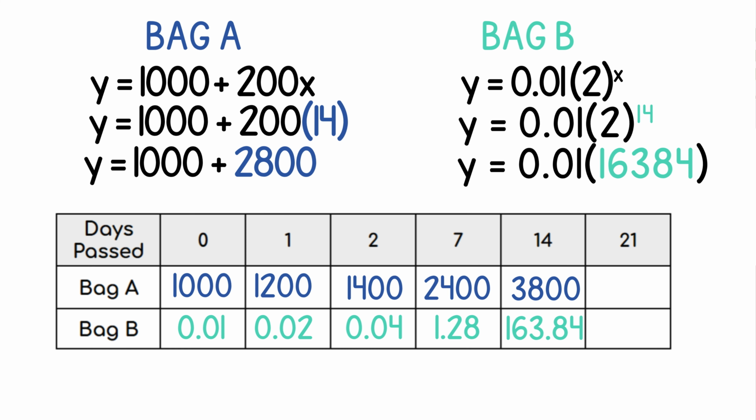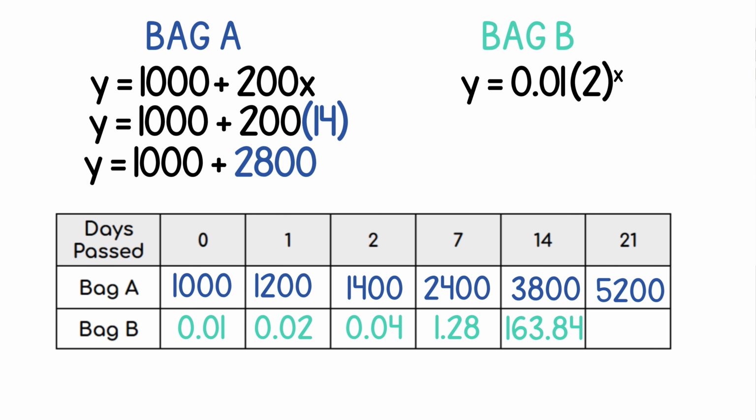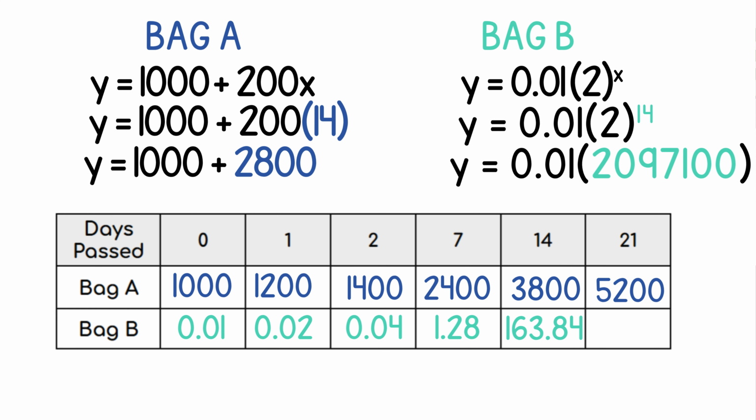So let's look at 3 weeks by looking at 21 days. So x will become 21, and multiplying that by 200 will give us an answer of 4,200. So when we add the 1,000, we end up with 5,200 after 3 weeks. Now let's look at bag B. So x becomes 21, and 2 to the 21st power is 2,097,152. So that's a big number.